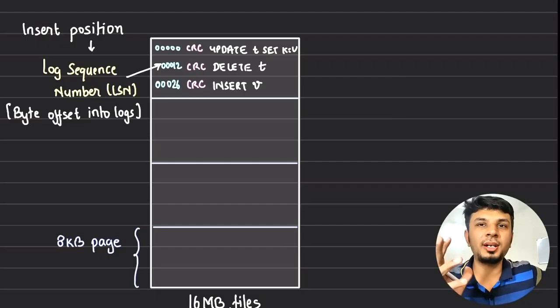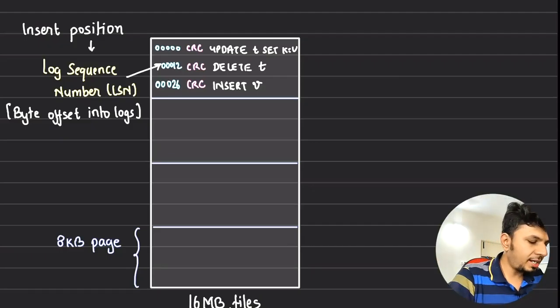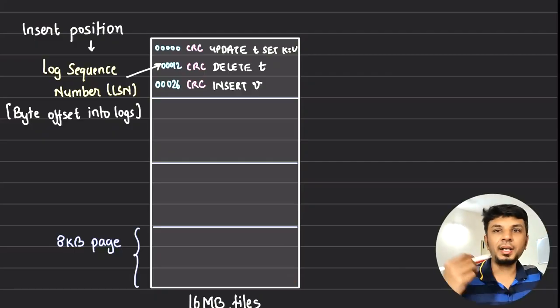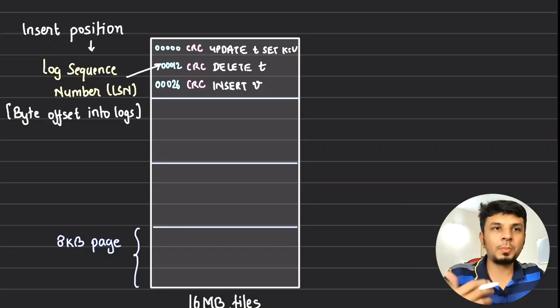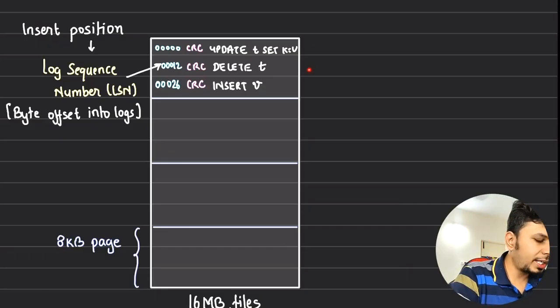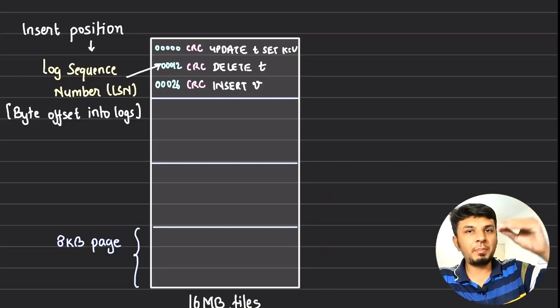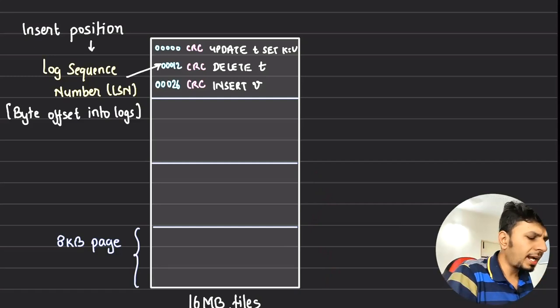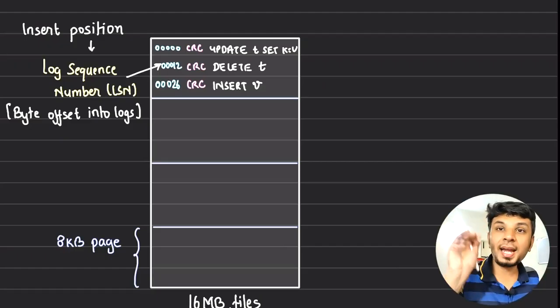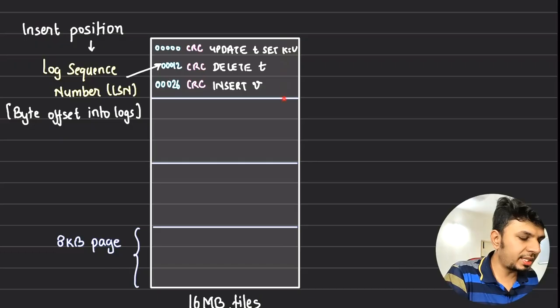It would help you build a very solid understanding of how disk IO actually happens with the help of blocks. Whenever you read a file, let's say your block size is 8 KB, you are reading a block of 8 KB every time. So within that 16 MB file, you have 8 KB pages, and within that page, you add your entries. So your write ahead log entries go within that page.